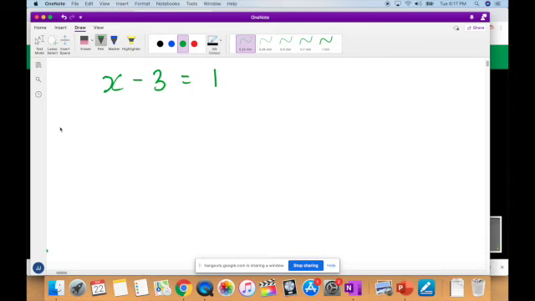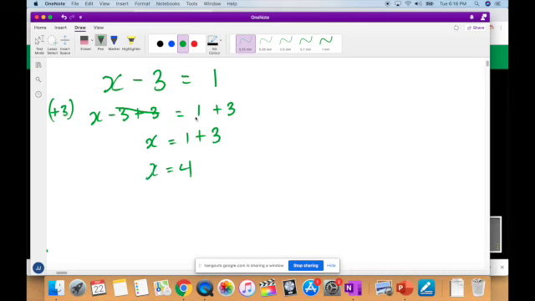Does that make sense, Kosha? Yeah. So if I add 3 on both sides, now I'll have x minus 3 plus 3 is equal to 1 plus 3. So I'm adding 3 to both sides. And now these two will cancel. Negative 3 plus 3 is 0. So x is equal to 1 plus 3. X is equal to 4.